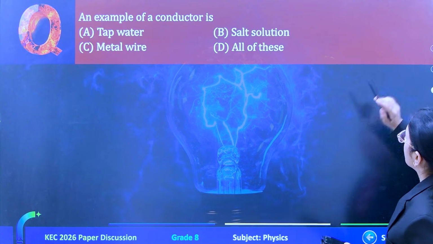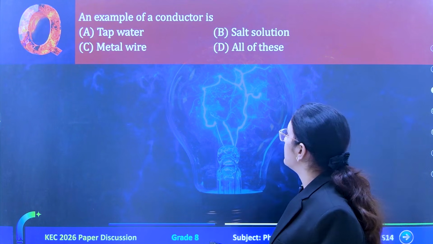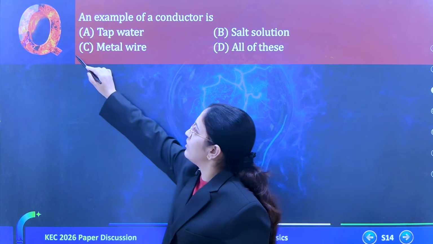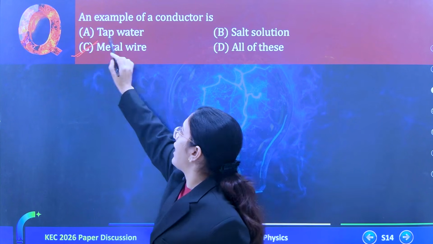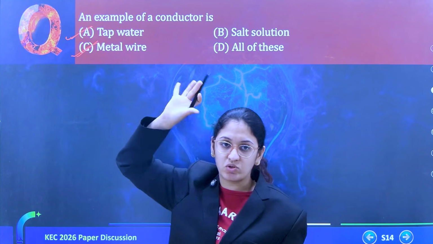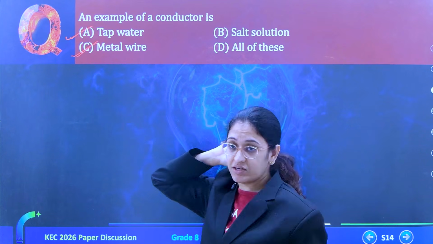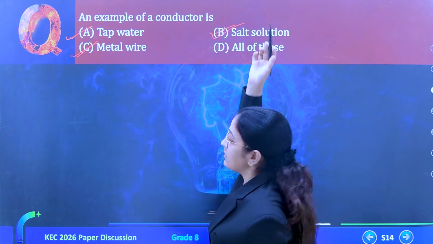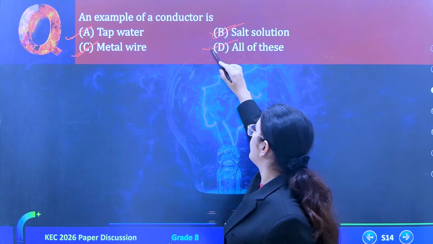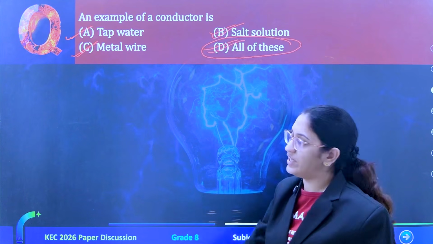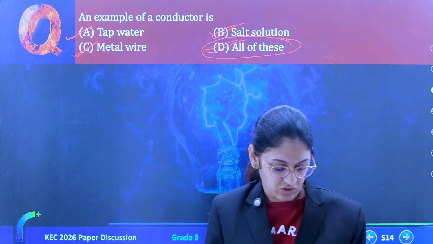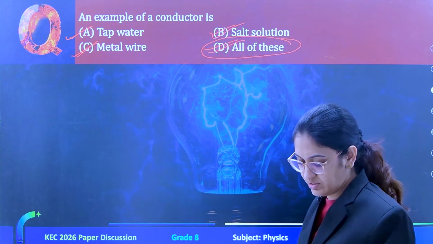Next question. Example of conductor. Metal wire, very obvious. Tap water also has some salt or minerals. Salt water, NaCl, clear. So all of these is your correct answer.